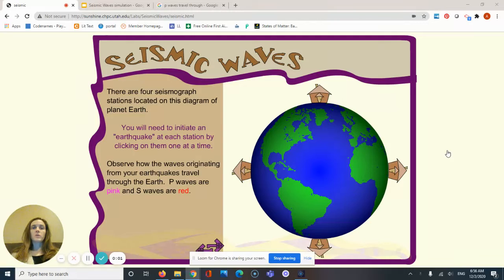and help us figure out what's going on inside the Earth. A seismic wave is an earthquake wave, and we can detect those using seismograph stations. We have seismograph stations all over the Earth.